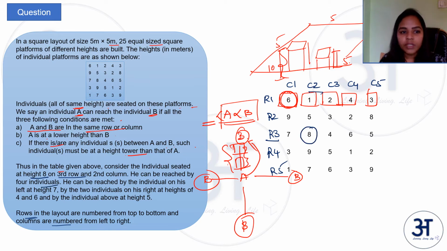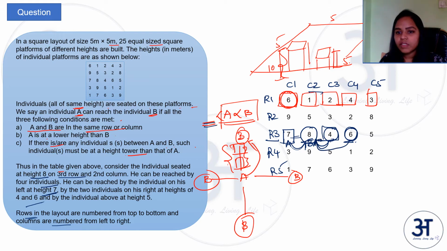He can be reached by 4 individuals. He can be reached by the individual on his left at height 7. So say this is B, in this case this is A. A is less than B and there is no one in between A and B, so this can reach B. Then the two individuals on his right at the heights of 4 and 6. Again in this case A is less than B and there is no one in between, so it can reach. In this case A is 6, A is less than 8 and whoever is in between, 4 is in between A and that is less than A. So in that case also it can reach. And by the individual above at the height of 5. Again no one in between, it can reach.